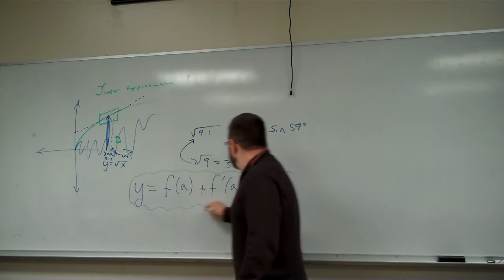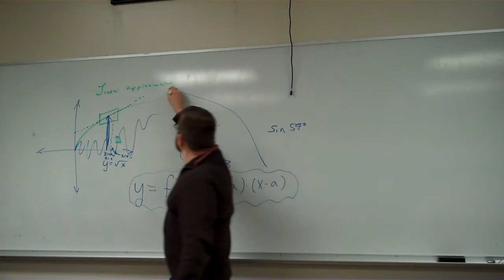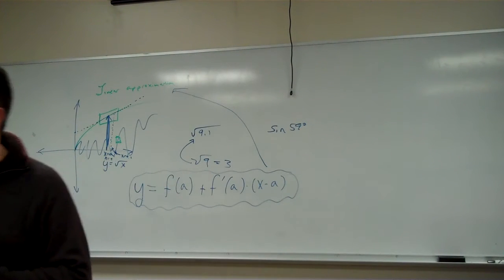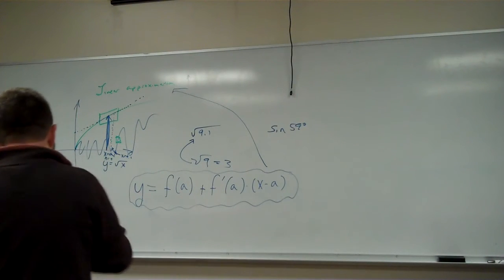This is going to be a linear approximation to your original, more complicated function. Near the value x equals a, this will give you a value y that's close to the correct value. Let me show you how this works.